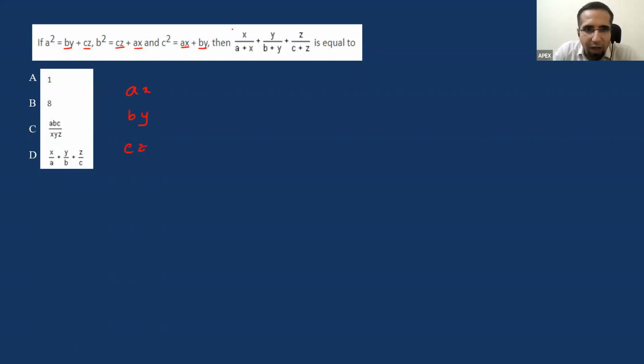Right? So I have x here. Let me do one thing. Let me multiply the numerator with a and the denominator with a. So what do I get here? I get ax divided by denominator here becomes a square plus ax. So now I'm using by. So let me multiply the numerator and denominator with b in the second case. So what do I get? I get by divided by b square plus by.